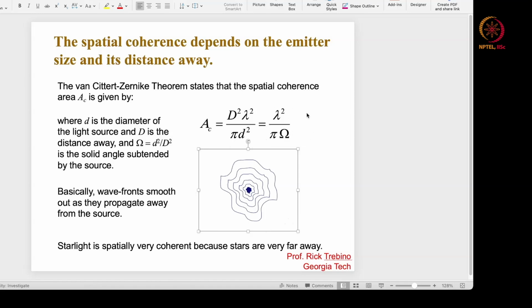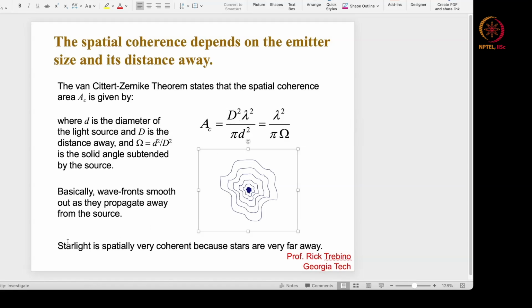It is also a function of the wavelength. That means the larger the wavelength, the more the spatial coherence area. Another way of saying this is that the greater the d, or the further away you are from the light source, the greater the coherence area.